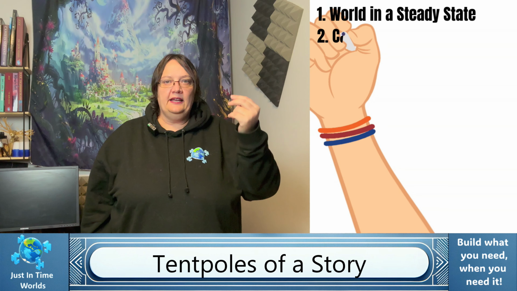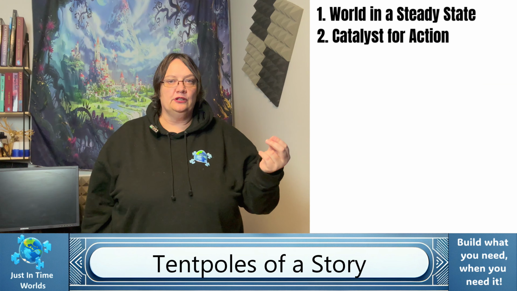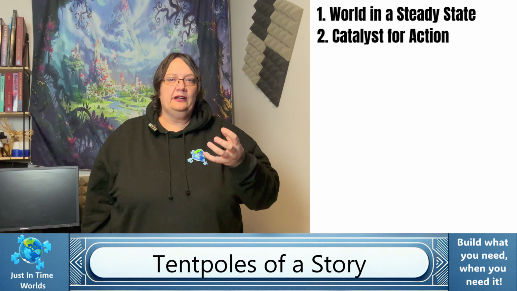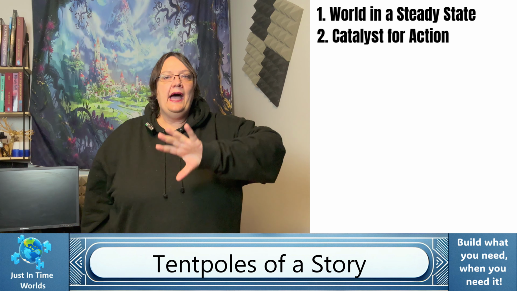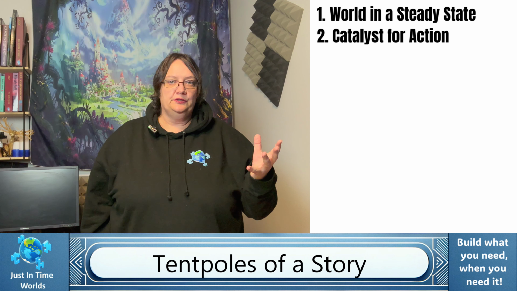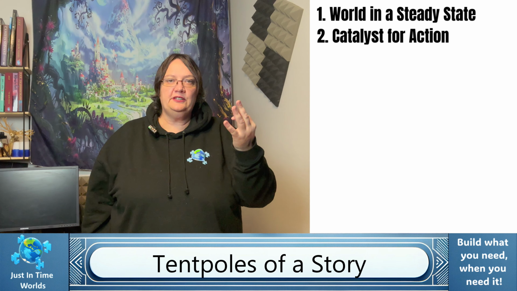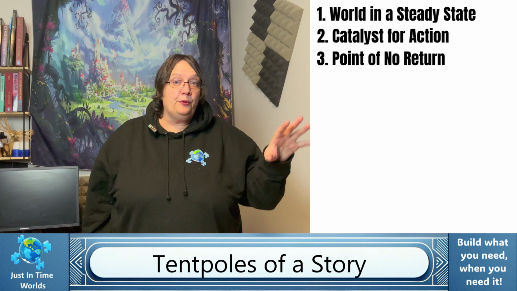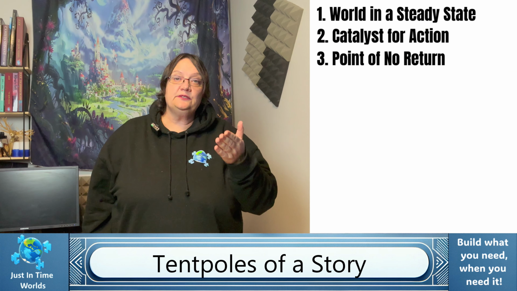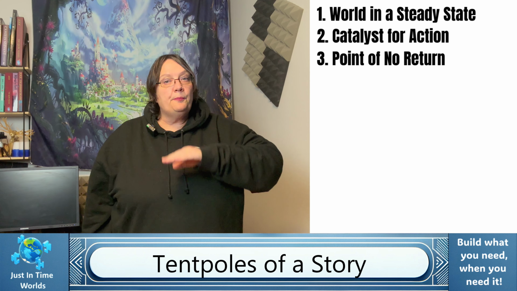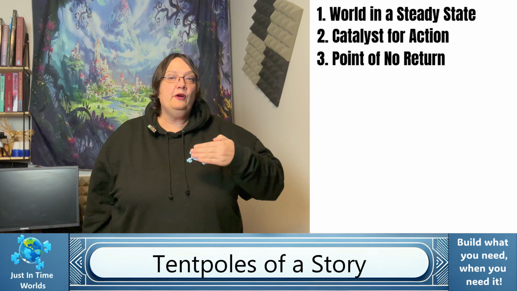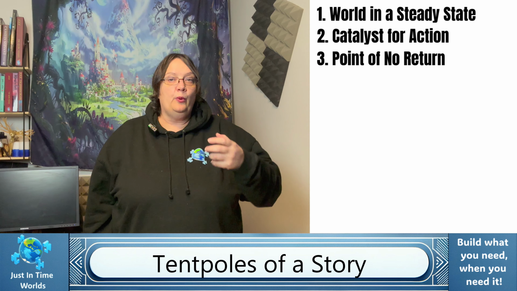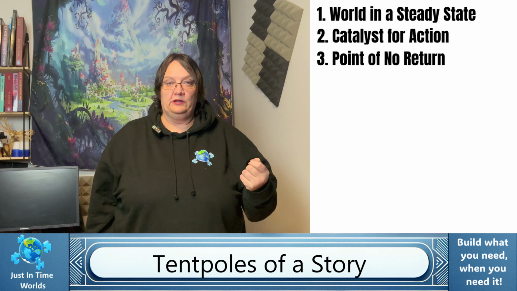And then the second tentpole is the catalyst for action. What disrupts the steady state? What pushes the characters out of their comfort zones and sets the story into motion? And then the third tentpole is the point of no return. This is separate from the catalyst. The catalyst might introduce the conflict, but the point of no return is when the characters fully commit to the journey ahead. It's the moment when they can't go back to their old life.